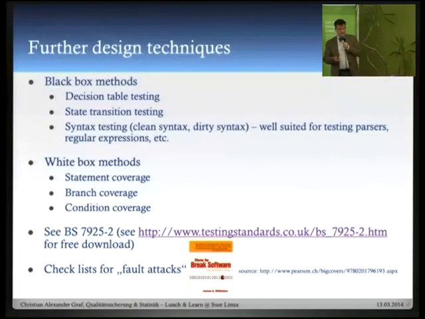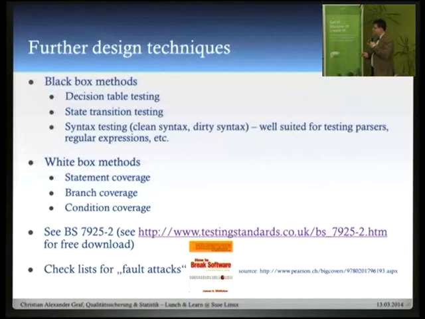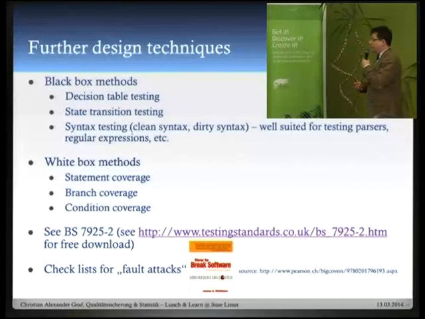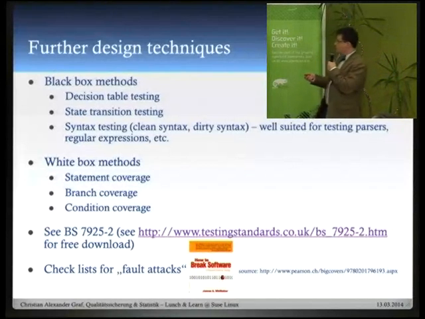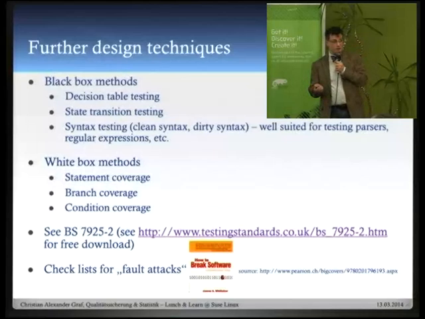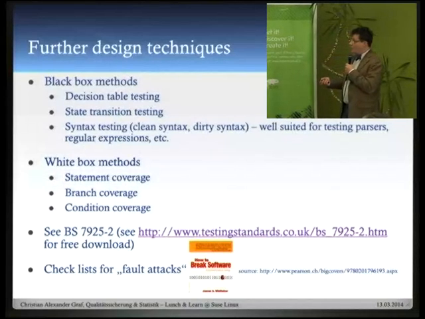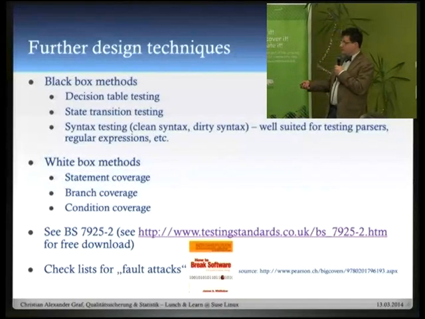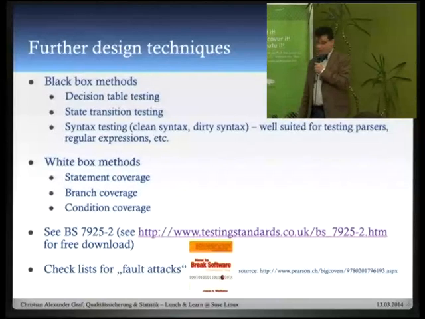Well, some further design techniques. So some things for reading. Black box methods like so-called decision table testing, when you have complex logic. State transition testing, when your specifications are basically like a state machine. If your software is described like a state machine. Syntax testing, a very good thing for testing parsers, regular expressions, and so on. Or white box methods. Did we cover everything in the source code itself, like statement coverage, branch coverage, or certain condition coverage measures?